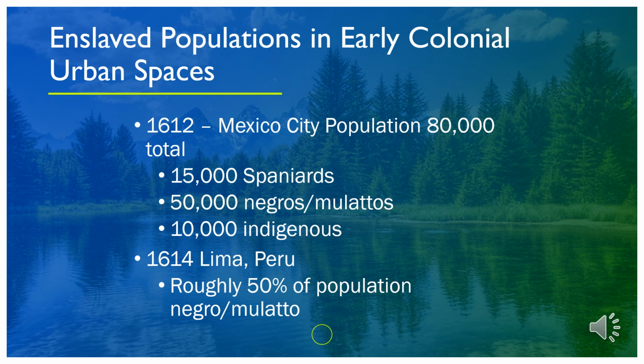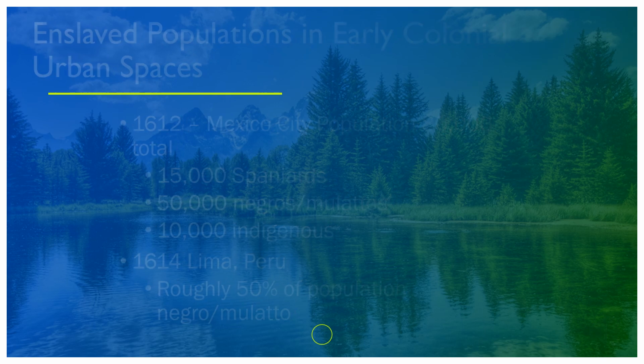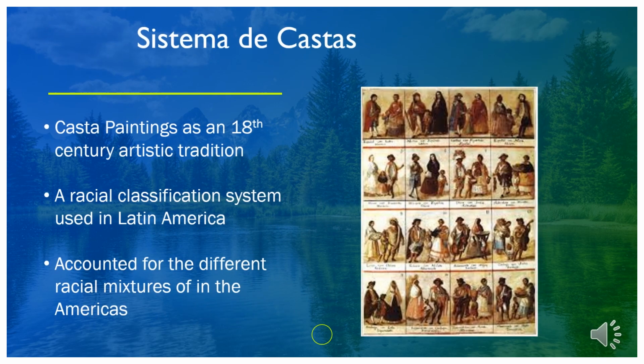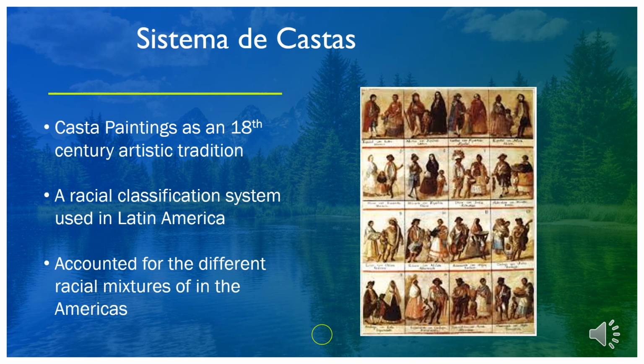As such, especially for the Spanish and Portuguese, there became attempts to structure racial classifications in reference to these different groups. This system of classification was known as the Sistema de Castas, and many artists would paint the images of racial breakdowns of different groups within the Americas.